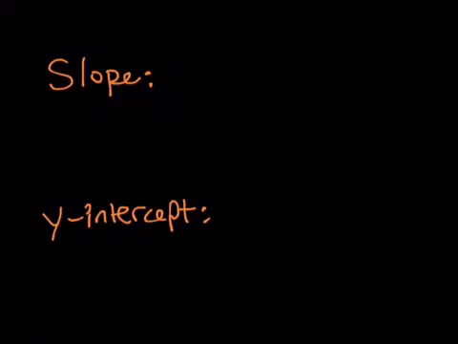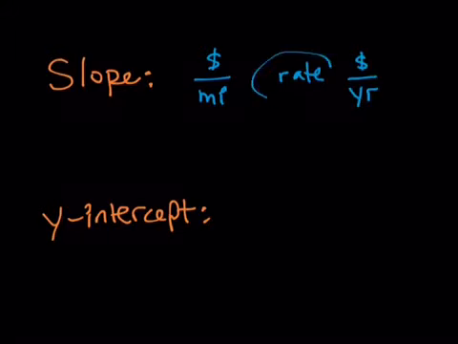So we had cost per mile, and then we had the rate that the poverty threshold in dollars was increasing per year, and per means division. So in each of these two examples, these are actually rates, and that's the meaning behind slope. Slope is always a rate. It's a rate of change between the two variables y and x.